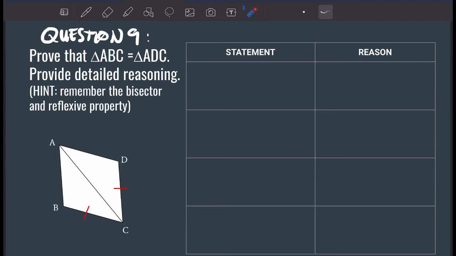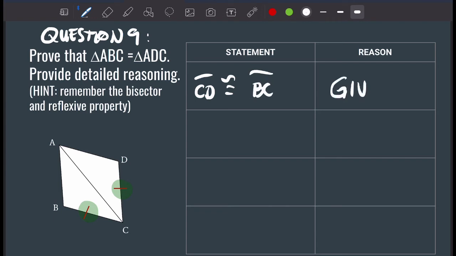Okay. So let's look at this. There's only one clue. Okay, let's write that down. Line CD is congruent to line BC. And the reason is it's given. Okay? What else can we say? That's the only thing that's given.